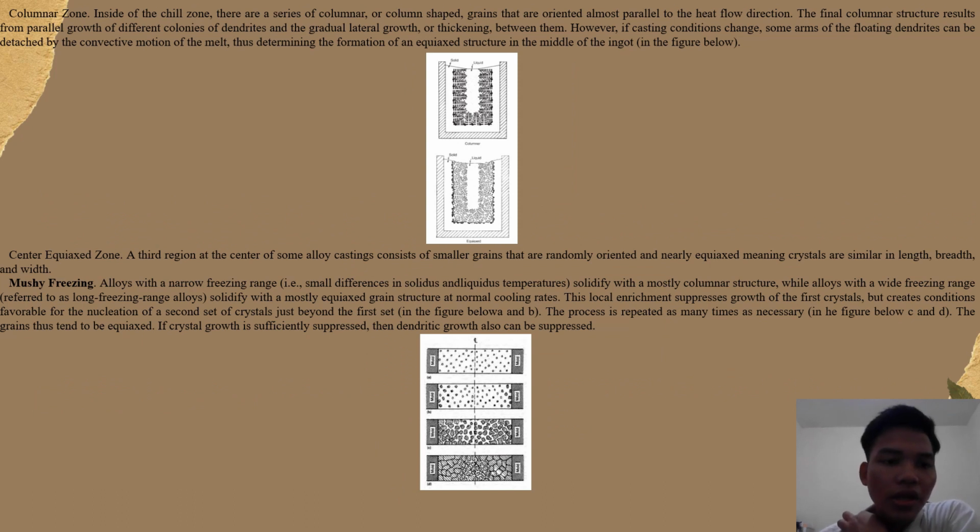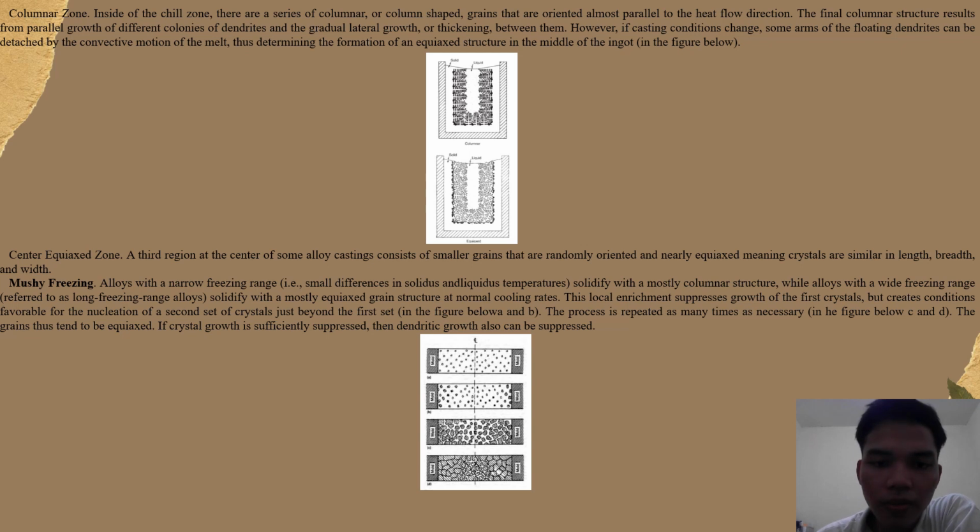Columnar zone. Inside of the chill zone, there is a series of columnar, or column-shaped, grains that are oriented almost parallel to the heat flow direction. The final columnar structure results from parallel growth of different columns of dendrites and the growth of lateral arms between them. However, if casting conditions change, some of the floating dendrites can be detected by the convective motion of the melt. This determines the formation of an equiaxed structure in the middle of the ingot.